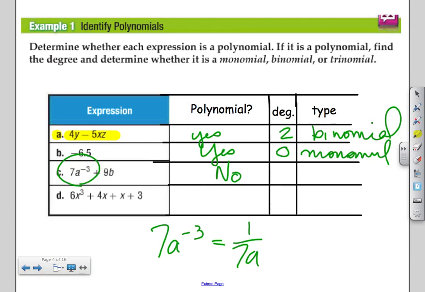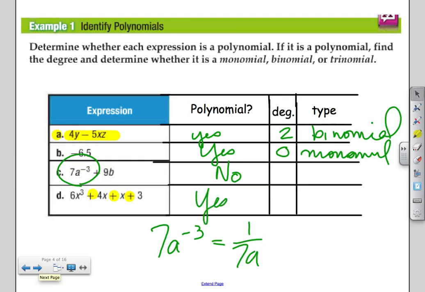If this a were on top, we would have been okay, right? Okay, and what else? This last one. So here, is this a polynomial? It's all sums, right? Everything's being added together. No division of variables. So yes, it's a polynomial. It's all being added together.